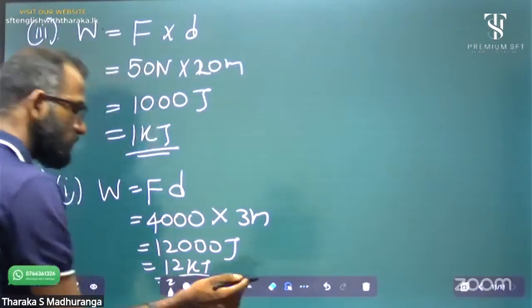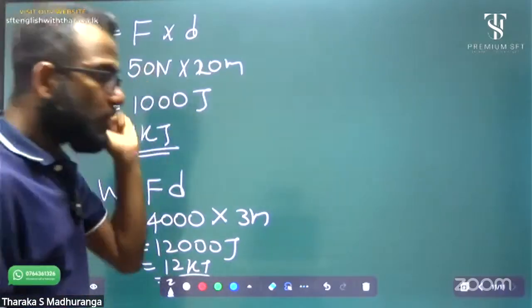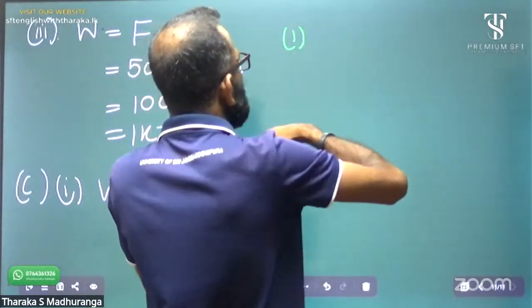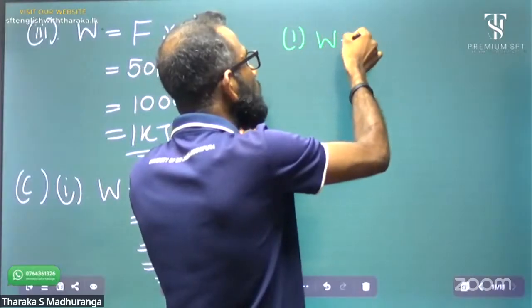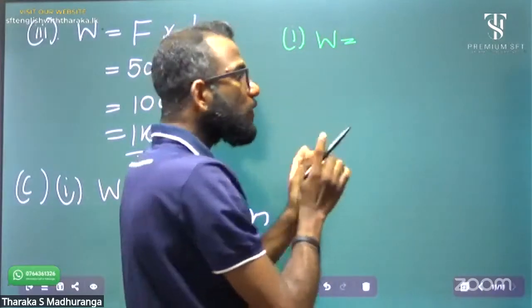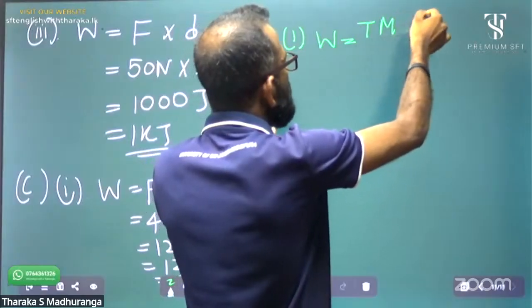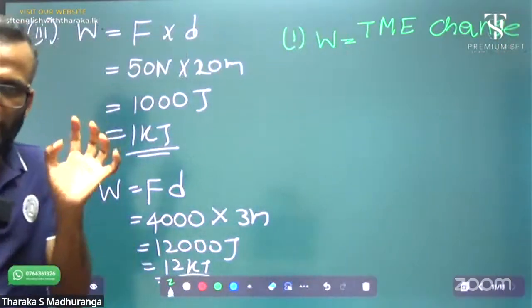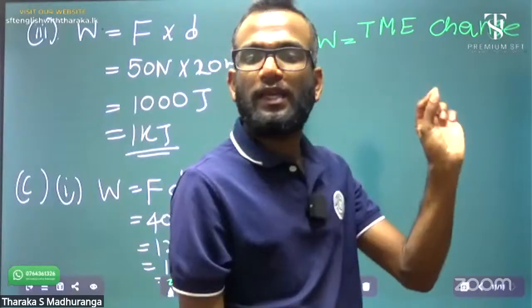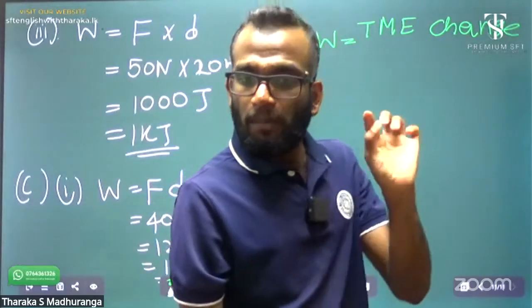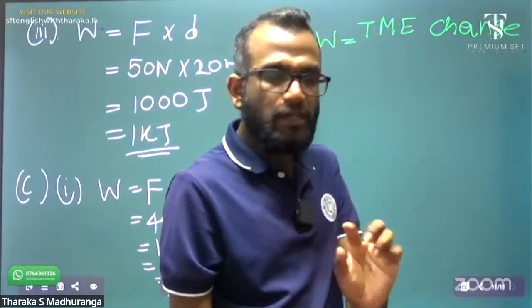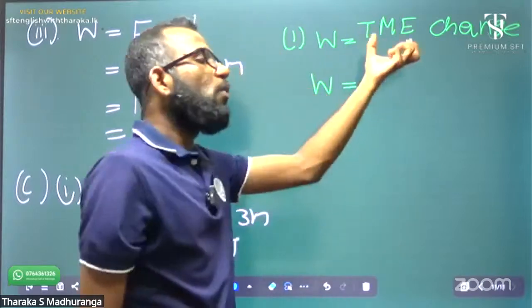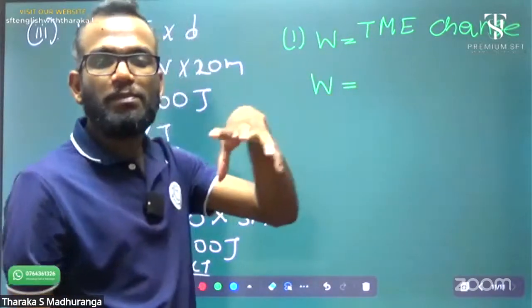If not, you have another method. Do you remember part 1 again? Optional method. Do you remember the work done by any object equals the total mechanical energy change, that we discussed in the work energy lesson? Total mechanical energy means potential energy plus kinetic energy, right?